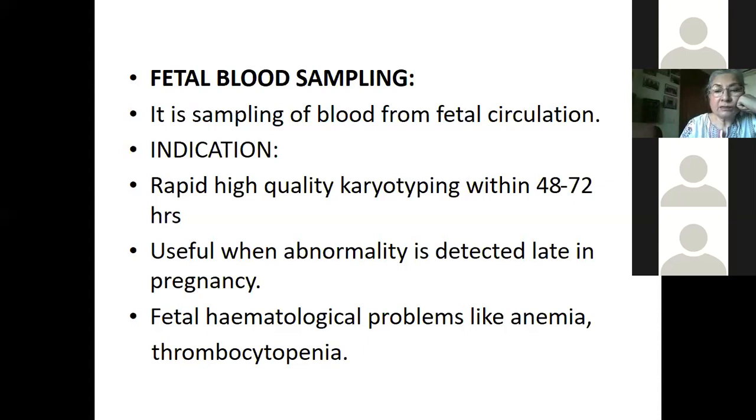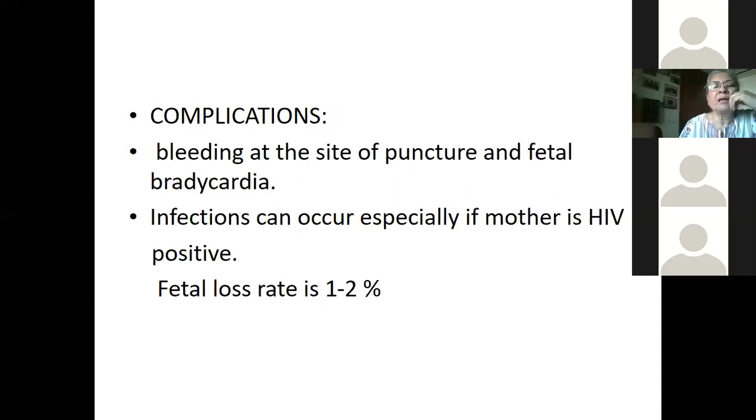Now, this is usually performed in cases where we suspect Rh incompatibility and the fetus is developing anemia and we want to see the hemoglobin levels of that fetus, or the baby has maternal thrombocytopenia which is affecting it. So usually it is performed for hematological disorders which the baby is suspected to be suffering from. It has its own complications, obviously.